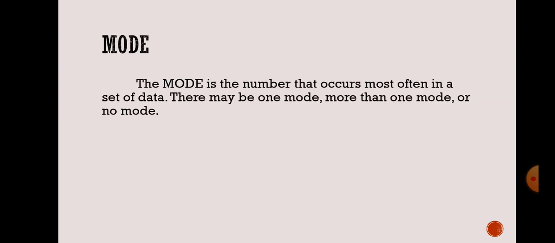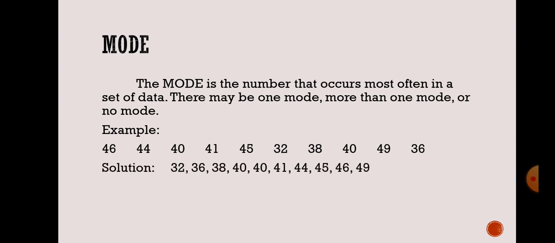So the mode is the number that occurs most often in a set of data. There may be one mode, more than one mode, or no mode. Let us have again the earlier example. We can also arrange the data from lowest to highest or from highest to lowest, so that we can easily determine the data that occurs most often.